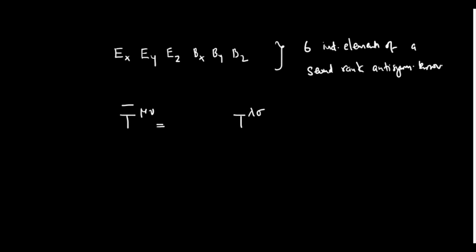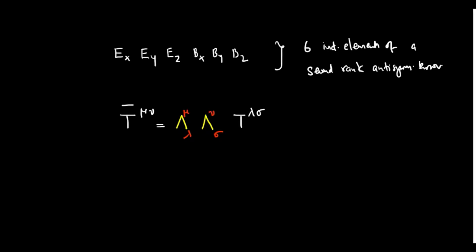Okay, so how many Lorentz transformation matrices are needed? You need two Lorentz transformation matrices, lambda here and lambda here. Okay, so what should be the indices? You have a lambda here, so there must be a lambda here. You have a sigma here, so sigma here. So this mu nu should be retained here, that is mu and nu.